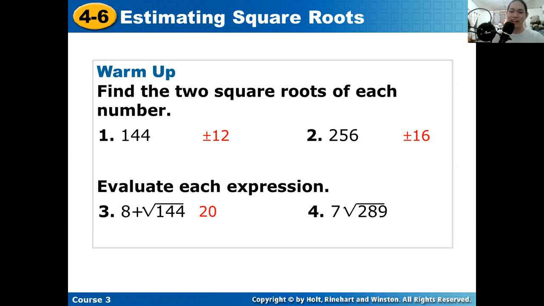For number 4, 7 times the square root of 289. Who got the same answer? 119. I hope you got the correct answer, because the square root of 289 is 17, then multiply it by 7. That gives you 119. That's how you do it. I hope you got the same answer as posted on the screen.